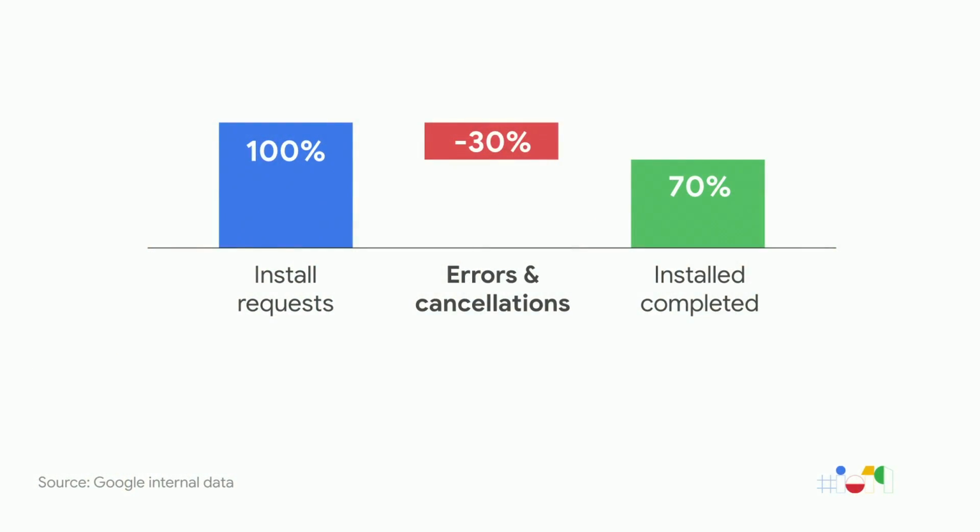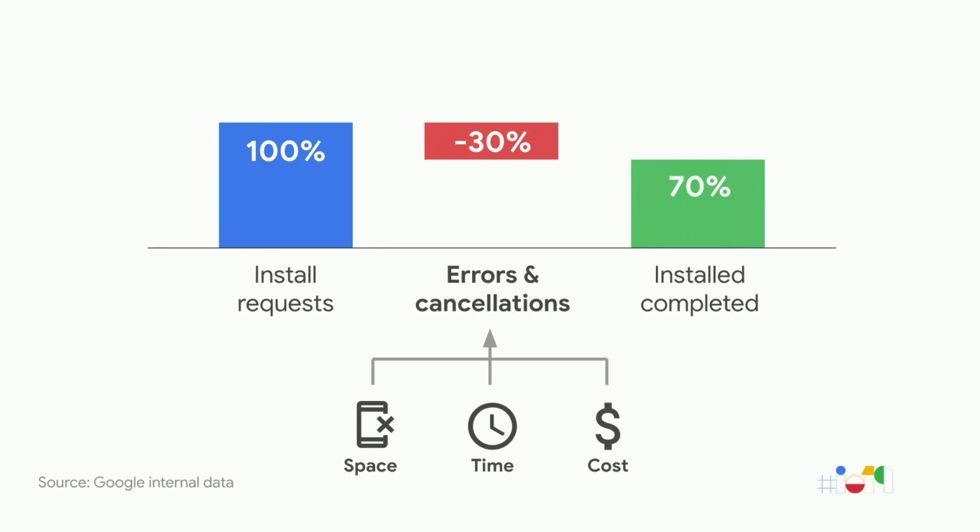When we looked at our data, we found that 30% of the time, that installation doesn't fully complete. So that means that a third of the time that a user decides to install your app, they don't end up with it on their device. So what happens, and what can we do to improve this? It turns out, when we look into it, that there are 3 main reasons for this drop-off. There's the internal free space on the device, there's the time it takes to download the app, and there's the cost of the data involved. I'm going to go into each of these in more detail.